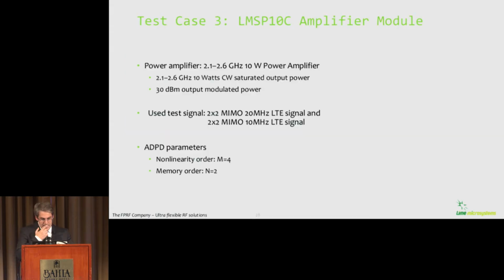And the last test case is our own amplifier model designed for frequency ranges from 2.1 up to 2.6 gigahertz. It's a 10-watt power amplifier with 30 dBm output modulated power. We used test signals 20 megahertz and 10 megahertz 2x2 MIMO LTE signal.